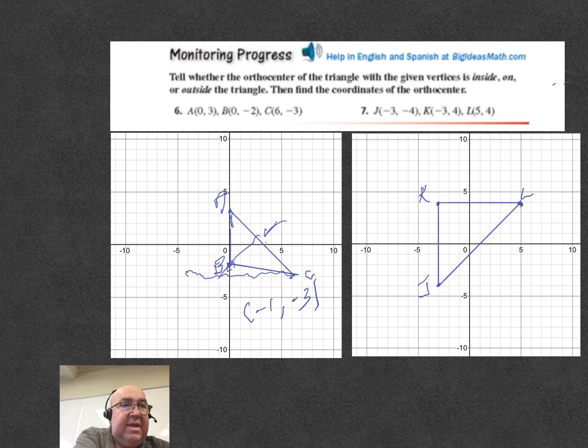Looking at the right triangle, we know that the orthocenter is going to be here at this point, which is -3 and 4. That will be the orthocenter for that triangle.